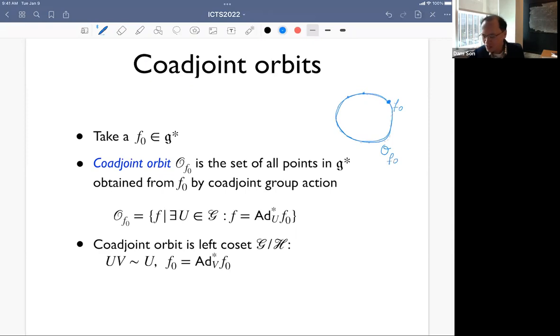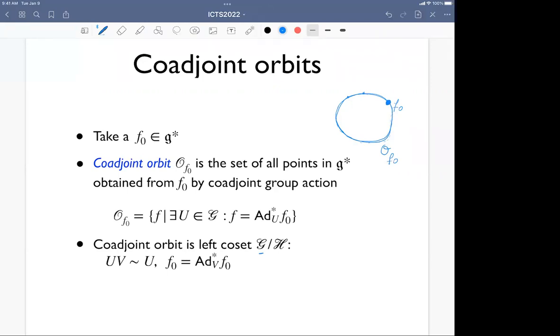So O of F0 is the set of all points that we can obtain from a given point in the dual space by applying the elements of our group. The coadjoint orbit is a coset of the group G and the subgroup that leaves this F0 invariant. Okay, so the coadjoint orbit is G divided by H. Any question so far?